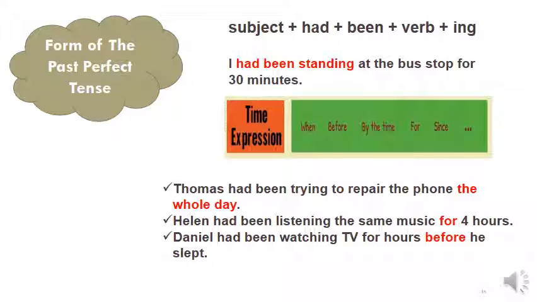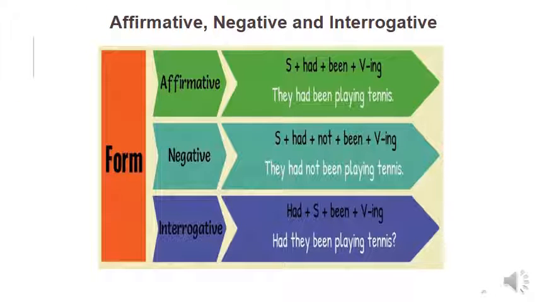Time expressions used in the past perfect progressive are when, before, by the time, for, and since. Like, for example, Thomas had been trying to repair the phone the whole day. So, the whole day. Helen had been listening to the same music for 4 hours. Daniel had been watching TV for hours before he slept. So these are the time expressions that show you that the tense used here is the past perfect progressive.